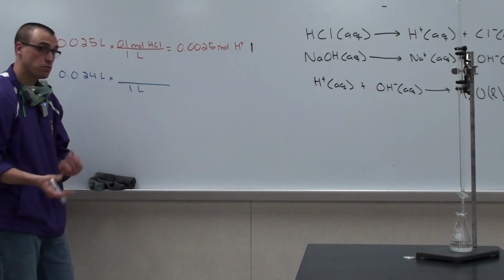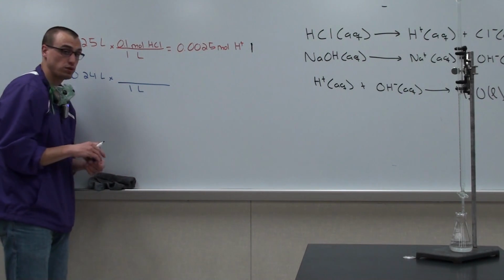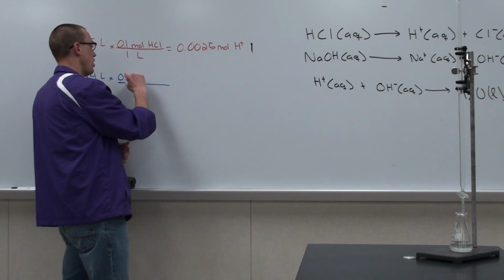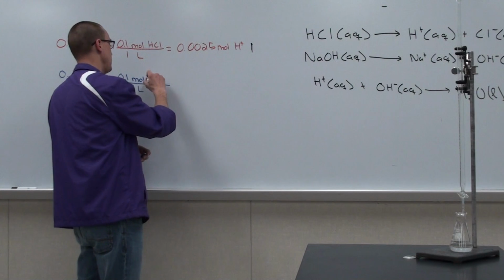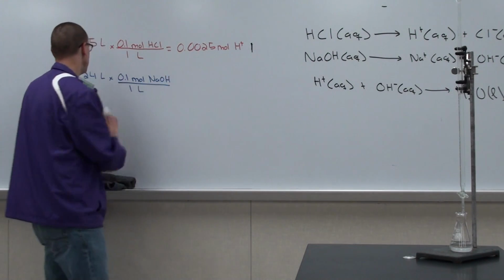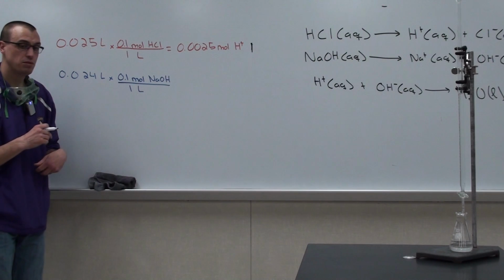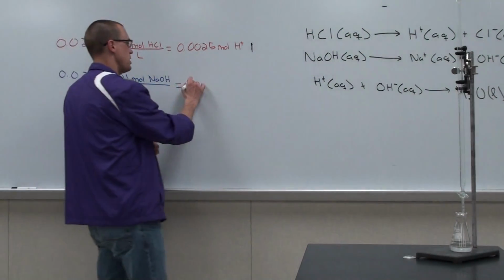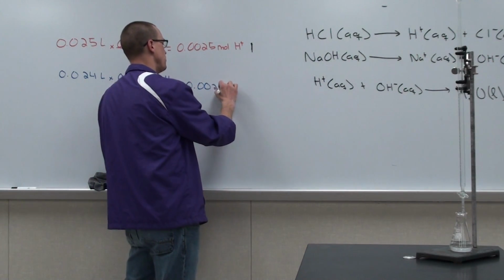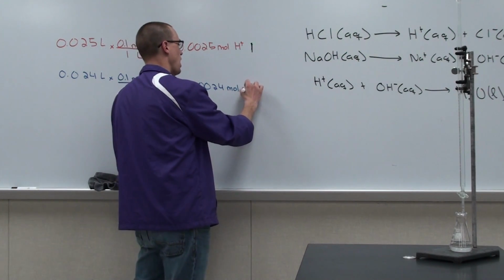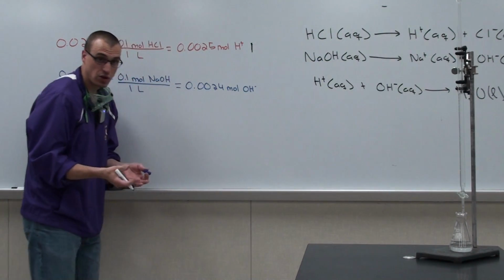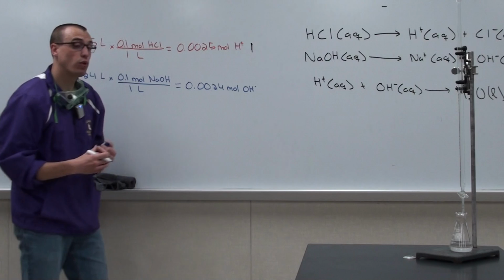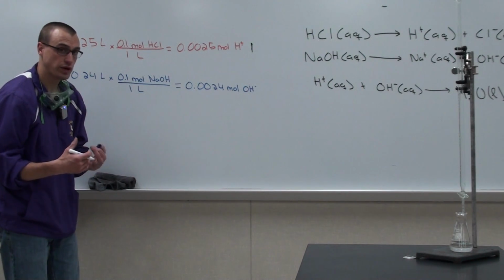Again, what I'm going to do is multiply this 0.024 liters by the number of moles per liter, or molarity, of that NaOH. So I'm going to take 0.024 times 0.1. And when you put that into your calculator, what you should get is 0.0024 moles of NaOH, which, because NaOH is a strong base, completely dissociates. What we get is 0.0024 moles of OH minus.